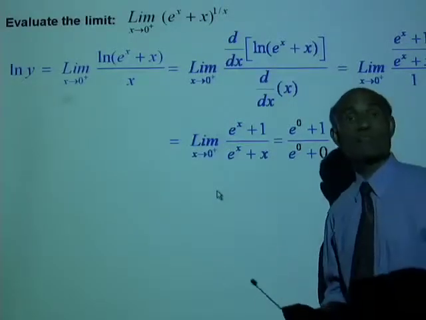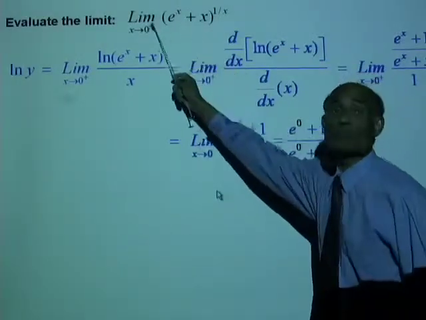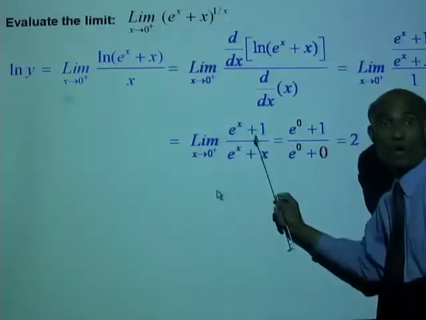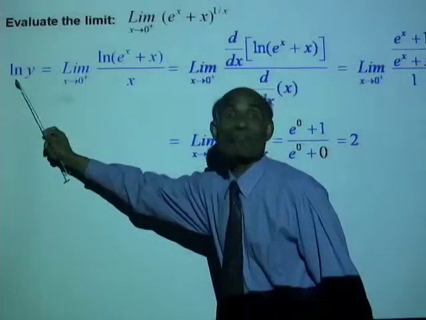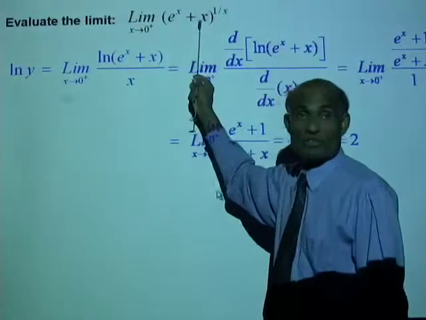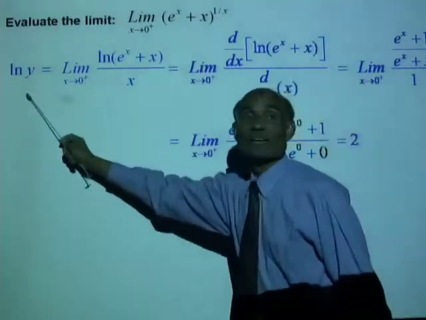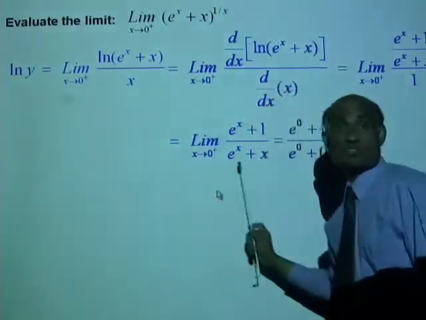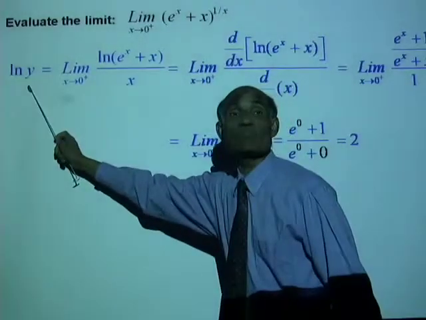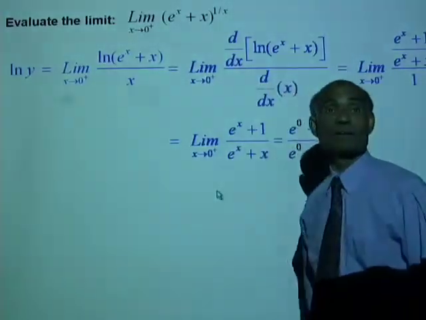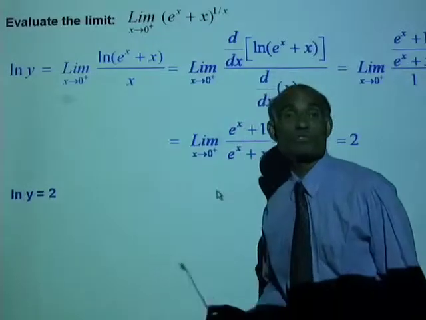But have we found the actual answer? Well, we are looking for this limit and not that limit. Remember, this limit is ln y. We started this by taking ln of both sides. So this quantity we just evaluated, which gave you 2, is actually equal to ln y. So we haven't finished. We have ln y equal to 2.